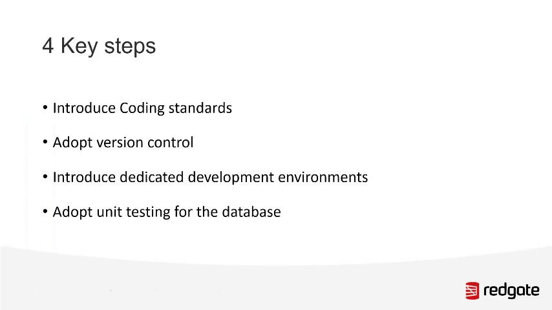So here are the 4 key steps. First of all, introducing coding standards. This is really important, especially for those geographically dispersed teams, finding code smells, etc. Adopting version control, and I'm talking about at the database level. Introducing dedicated development environments. I'll talk more about why this is really important, why every developer needs their own copy, and why it really should be sanitized data, and also adopting unit testing for the database, automating that.